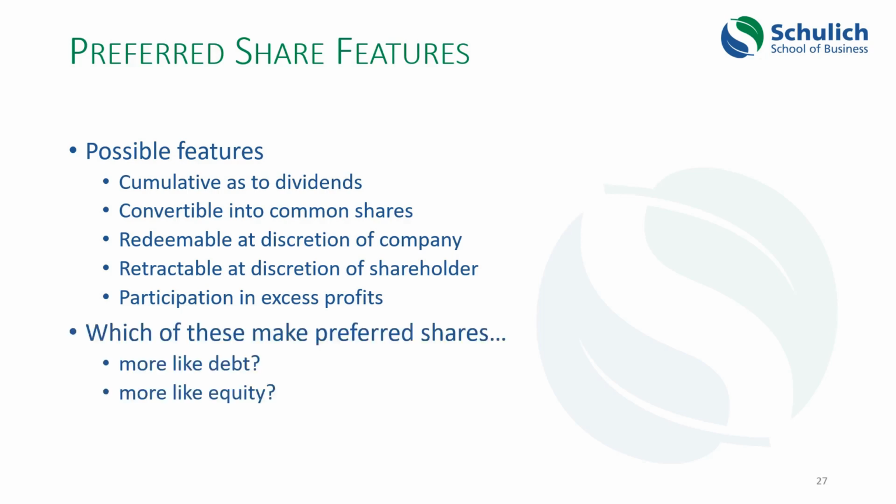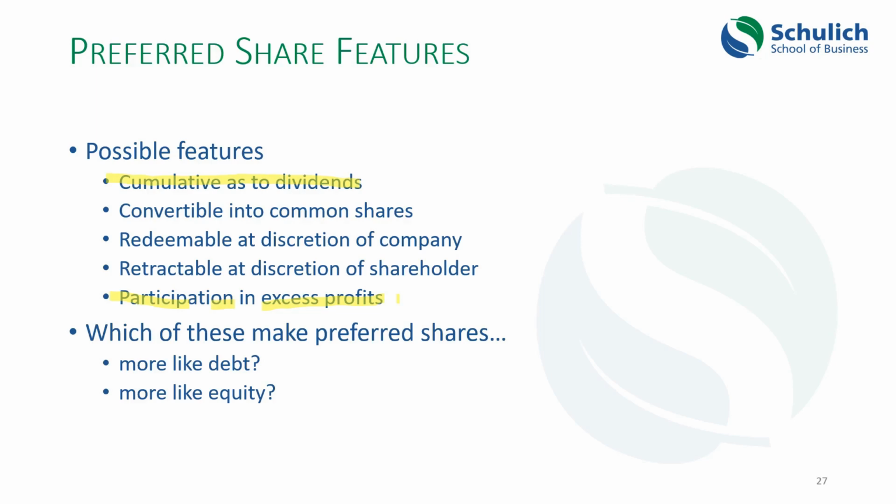So the question then is, which of these features that you're looking at here make something seem a little bit more like debt or a little bit more like equity? If something gives you, for instance, the right to participate in excess profits, well, that makes that preferred share seem a little bit more like a common share, doesn't it? And if it is cumulative as to dividends, that makes it seem a little bit more like a bond, because although the timing of the dividend payments is not laid in stone, the company is obliged to make those payments at some point in time if it ever wants to make payments of dividends to the common shareholders. So that legal right that the shareholders have to those dividends makes it seem a little bit more like a bond, so a little bit more like debt.